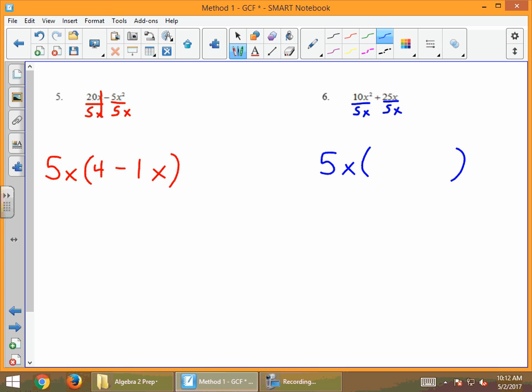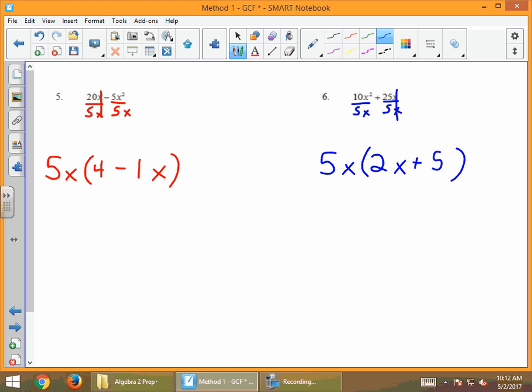So let's go through with this. 10 divided by 5 is? I heard someone say 2, or they sneezed, one of the two. 2. All right. X squared over x is? Oh gosh. X squared over x. Just 1x, thank you. Plus sign drops down. 25 divided by 5. X over x is? They cancel out.